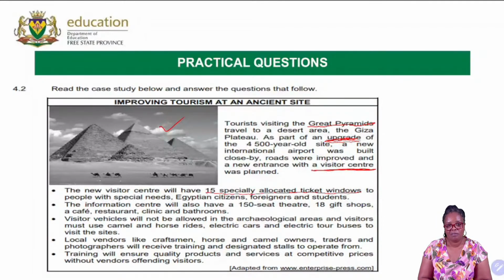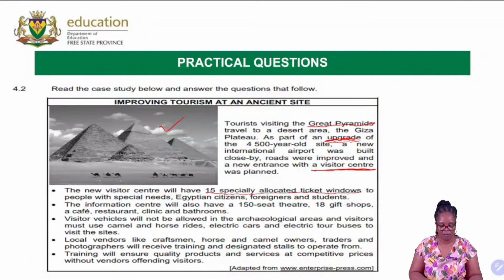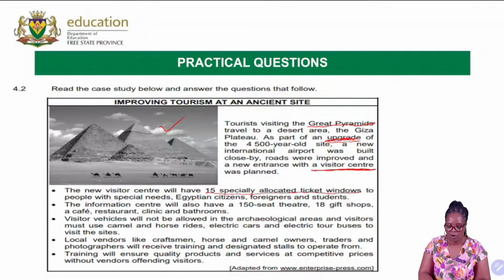ticket windows. You have to think about this as a learner. If it is one ticket window, it means there will be overcrowding, there will be a long queue. But now they're talking about 15. So it means people will be scattered all around the 15 ticket windows. Maybe this will be for people with special needs. They're catering for people with special needs.